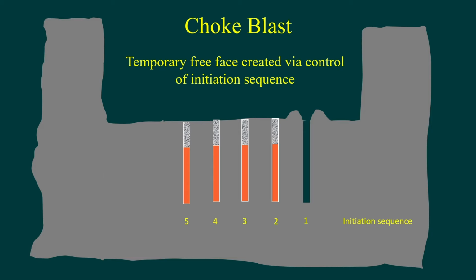A variation on the center lift theme is this geometry, where the first hole that is initiated is on the far right, and subsequent holes are progressed in this direction, 2, 3, 4 and 5 and so on. But the effect is the same in that we are creating a temporary free face by the evacuation of this drill hole through the sequential initiation in this direction.